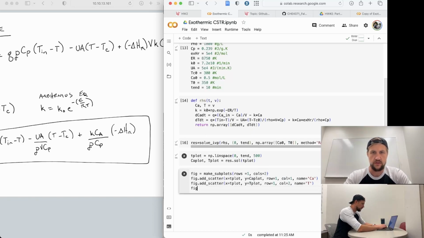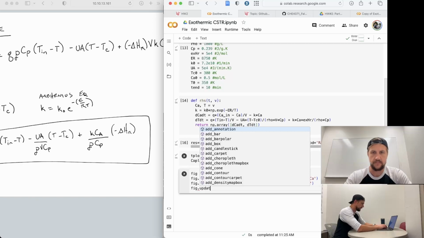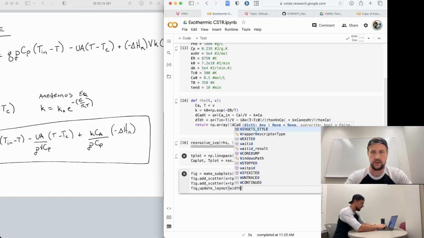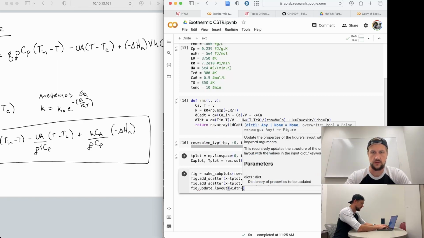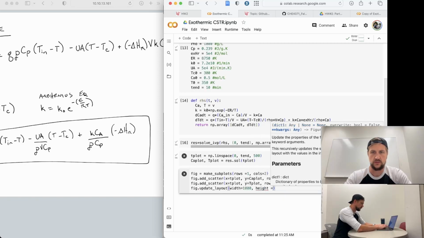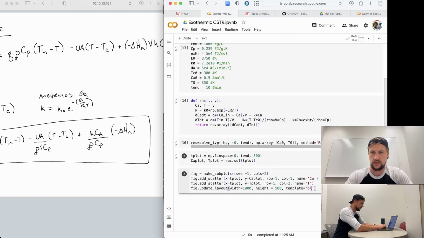All right, now update layout. Our width, let's set that to 1,000. Height, let's set that to 400. And then let's do 500. And then template equals plotly_dark.